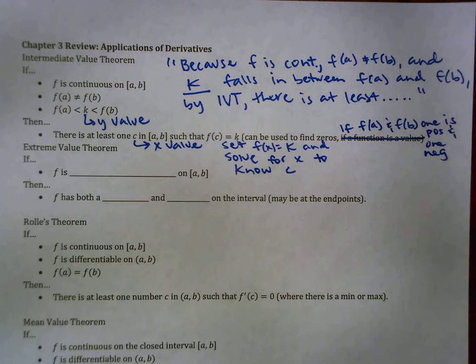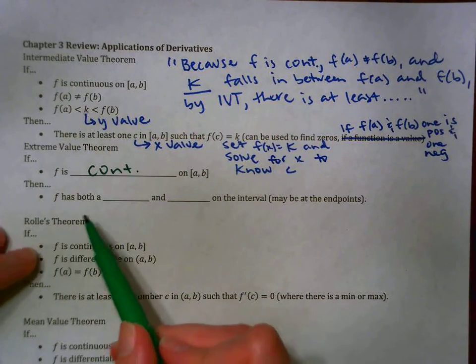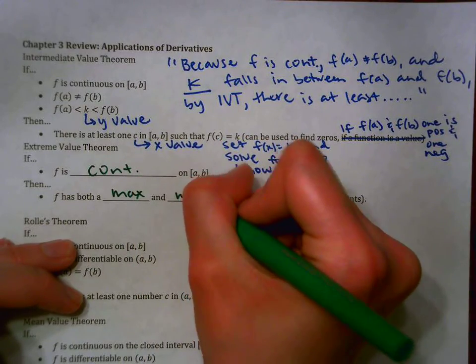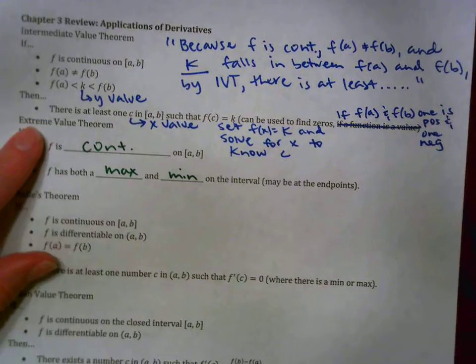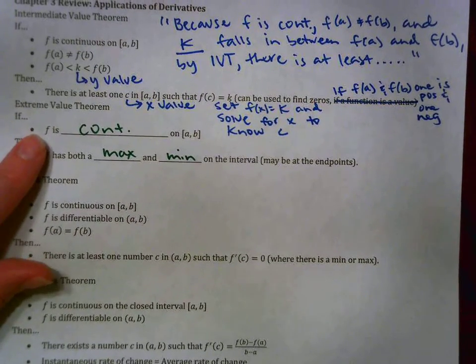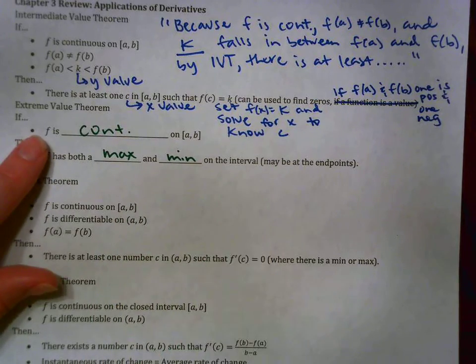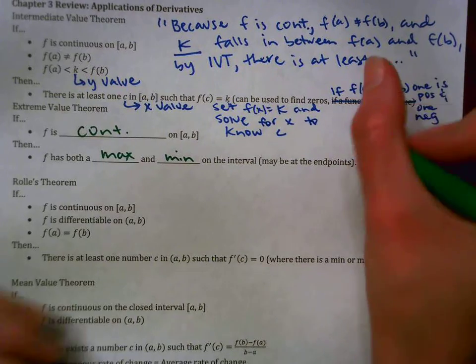The next theorem is the extreme value theorem. We don't use this one too much, but it's just saying if f is continuous on an interval, then on that interval there has to be a max and a min. So how we use this theorem is when we find absolute max and min on an interval, right? And we kind of talked about this down here, but let's go ahead and write it up here.